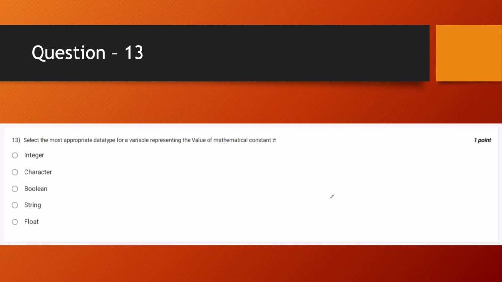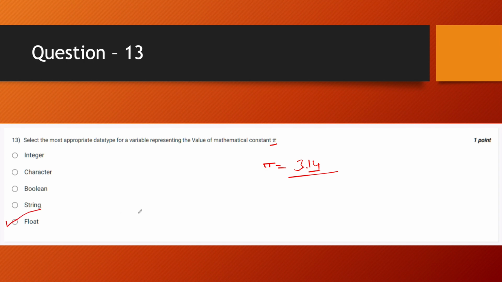Now the 13th question is, select the most appropriate data type for a variable representing the value of the mathematical constant pi. As you all know, pi is a decimal, which means that we have something like 3.14, which is the value of pi. So this is not an integer. This actually has decimal places in it, which means that this is actually a float.